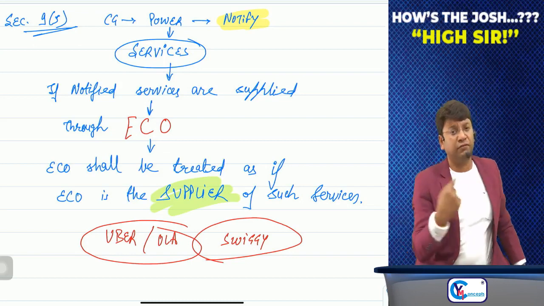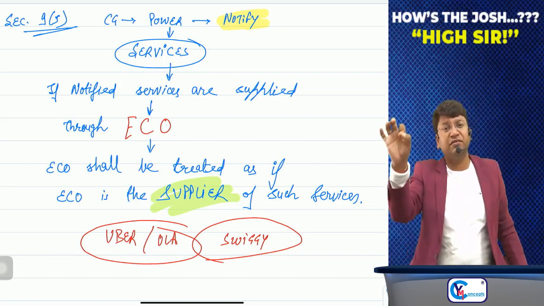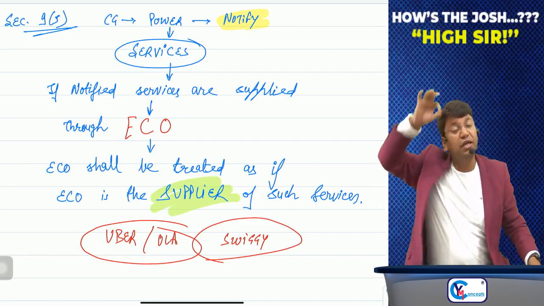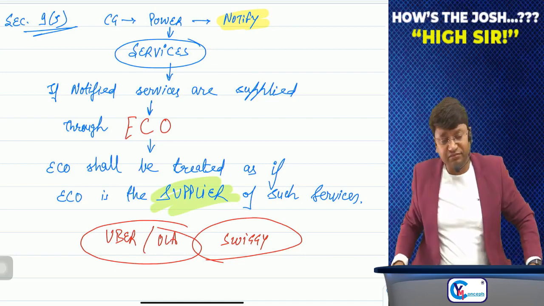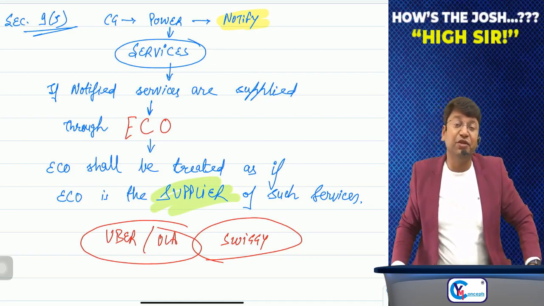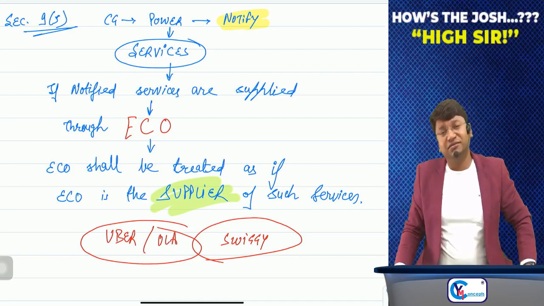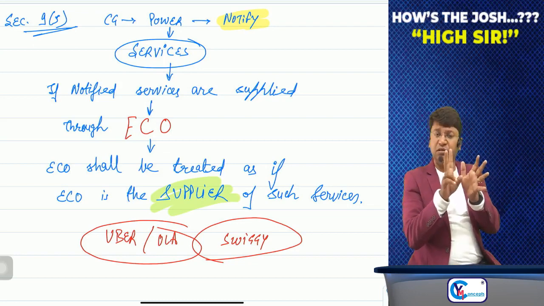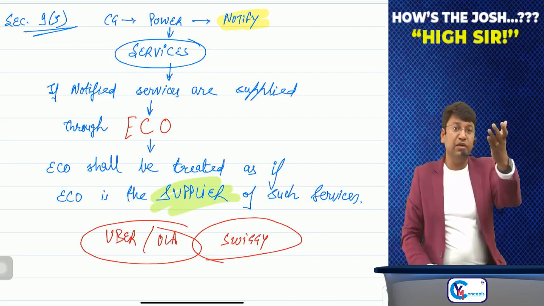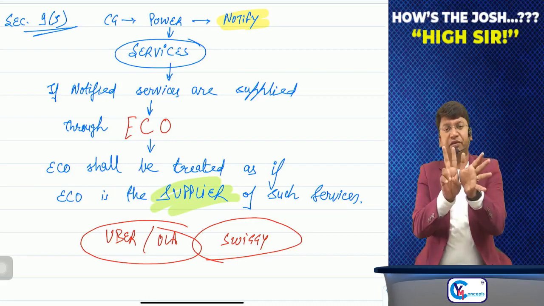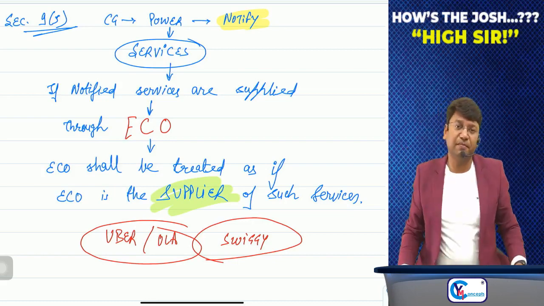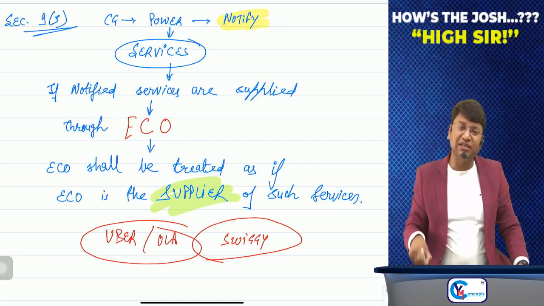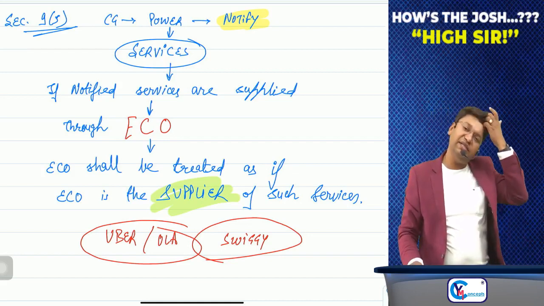This is an aggregator model of business, and here the government notified the services that the electronic commerce operator, although you are not the actual service supplier in this transaction, will be treated as if you are the supplier of such services. And for this entire rupees 700, the fare which was applicable in your case from your location to destination, ECO will be treated as if ECO is the supplier of such services, and all the provisions of the Act will apply on the ECO.